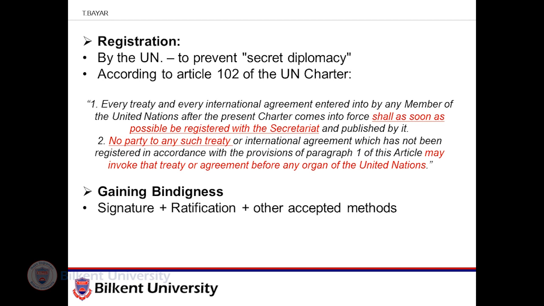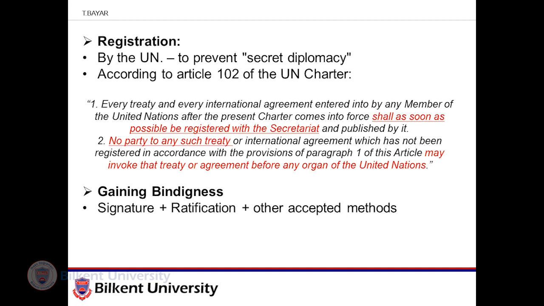Registration is an important step of treaty making. The registration takes place by the United Nations. When UN member states make an agreement with each other, be it bilateral or multilateral, they send a copy of that text to the UN Secretariat, and the UN Secretariat gives it a number and registers it in its own records, and that agreement is added to their archives.